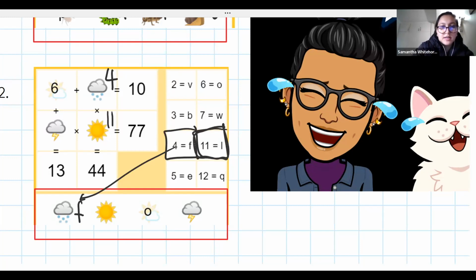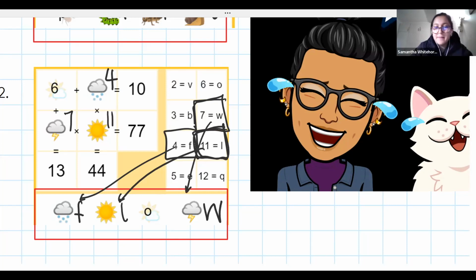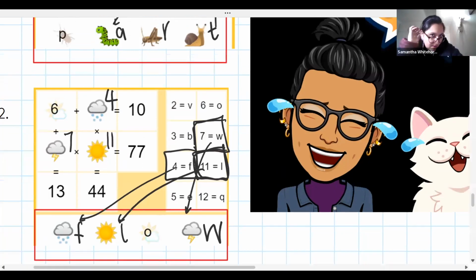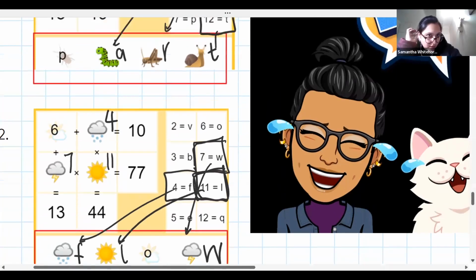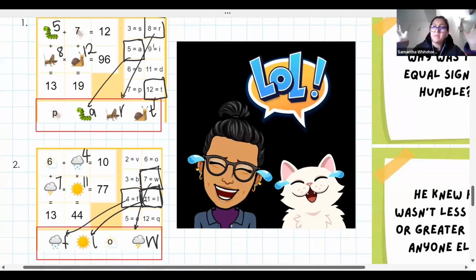Which is which letter? L. Good. Then I said 11 divided by 77, which is 7. Excellent. Which is which letter? W. Good. So what's the word in the end? Flew. Good, guys. So we had pot, we had flew for 1 and 2. Easy peasy.